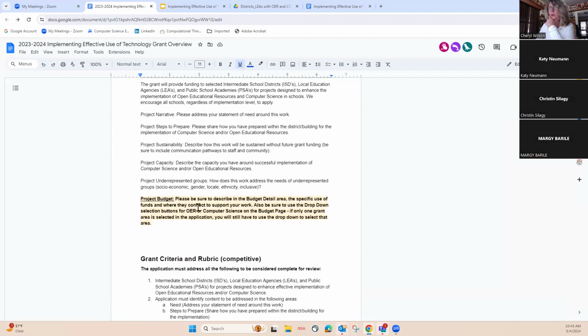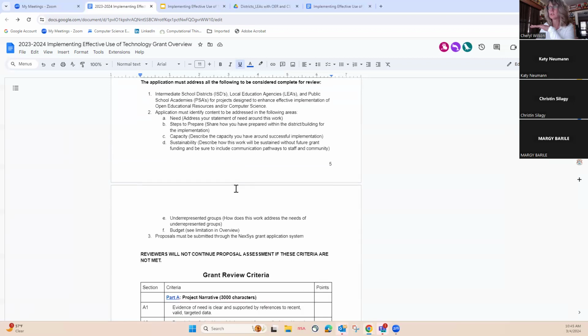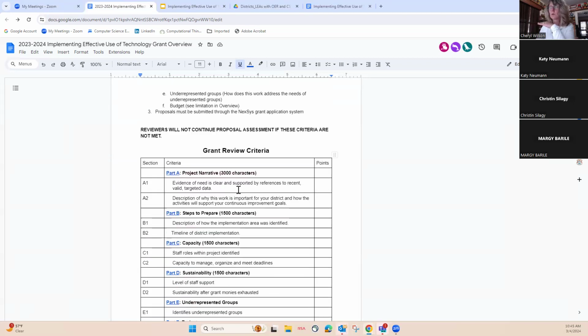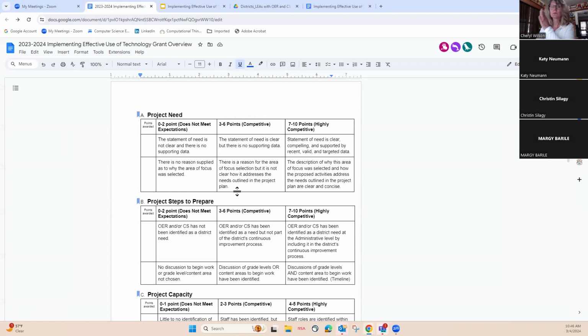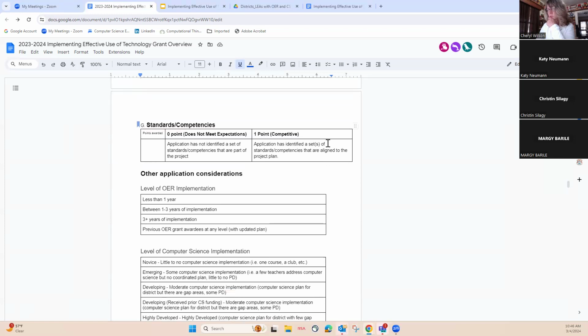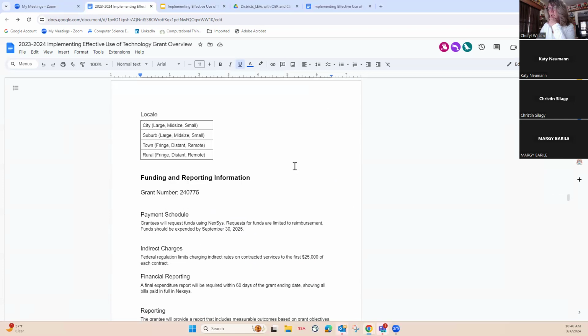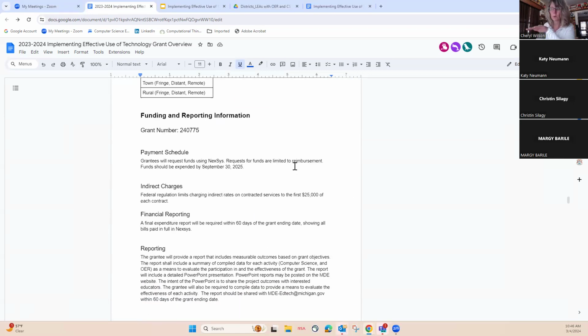And so we do strongly suggest you go through this, you read through this. What are the things that you need to have as part of your application? This is the review criteria as we go through. We've tried to share with you how we are awarding points and things that we're looking for. Make sure you look at that highly competitive column. And then down here, again, we go over application considerations. And then it goes into a lot of the reporting and stuff. So again, do look through this.